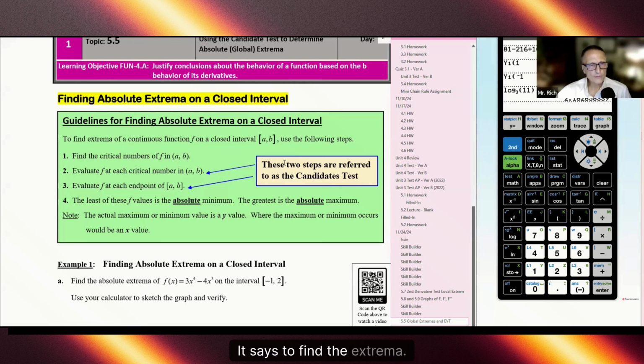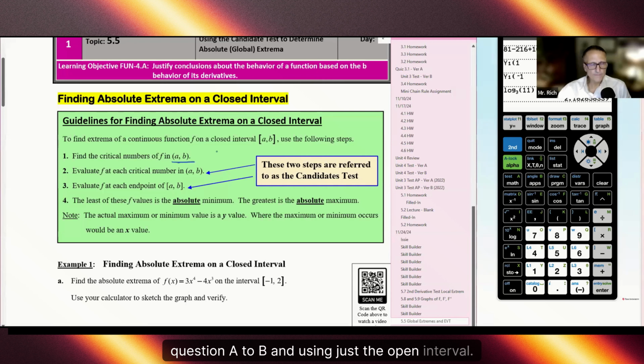It says to find the extrema, that means the absolute highest and absolute lowest values of a function. To find extrema of a continuous function on a closed interval a to b, use the following steps. First, we have to find the critical numbers of the function that are within the interval in question a to b, using just the open interval. And that begs the question, well, how do we find critical values?